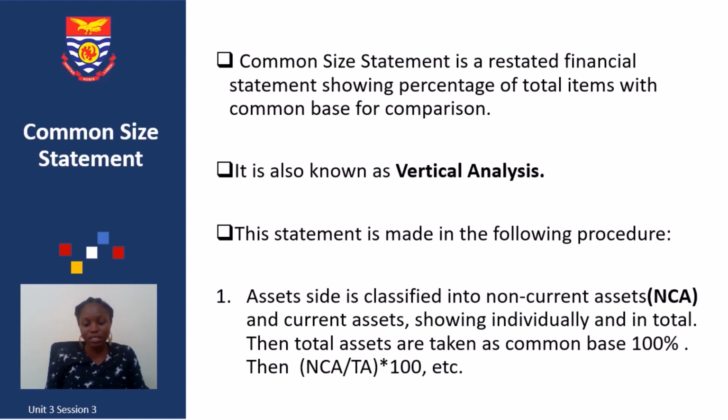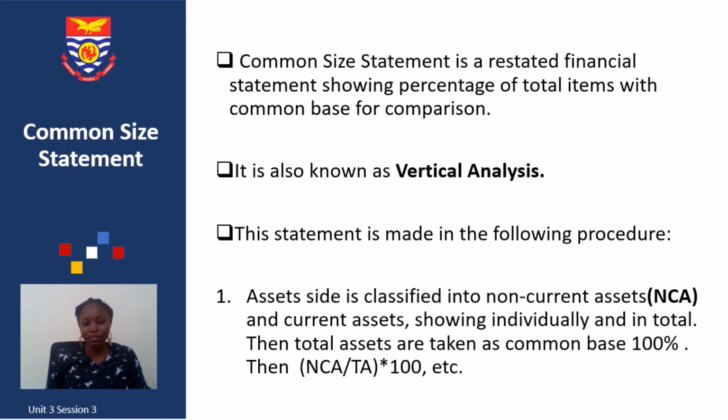There are a number of procedures that have to be followed, and we'll take them one after the other. When it comes to the asset side, you have classifications: current assets and non-current assets. You show the amount of these current assets and non-current assets individually, and then you find the sum of these assets. That will be your total assets.